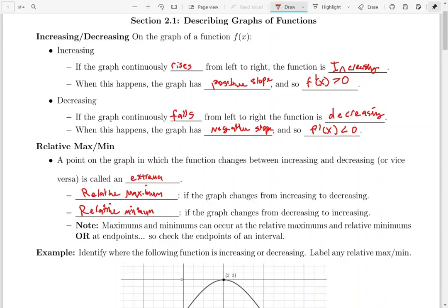Realize that these maximums and minimums can occur at the relative maximums and relative minimums, or, if you have a graph that ends, it could occur at the endpoints. So if ever you're asked for maximums and minimums, not relative, then you need to check the relative extrema and the endpoints to confirm where you have absolute maximums or minimums.